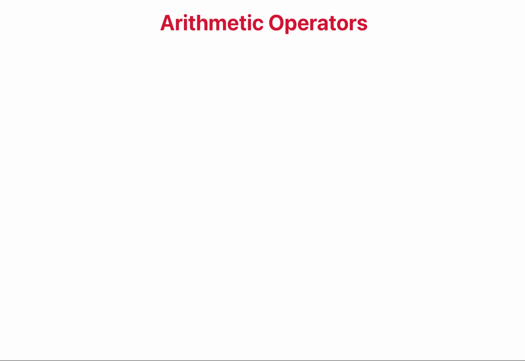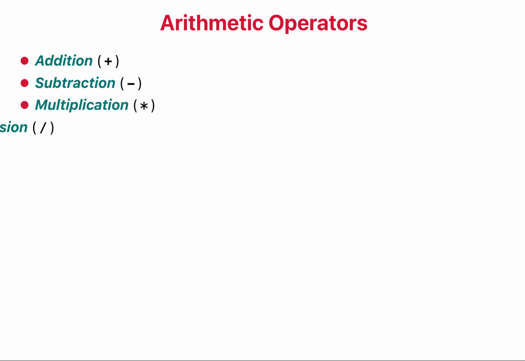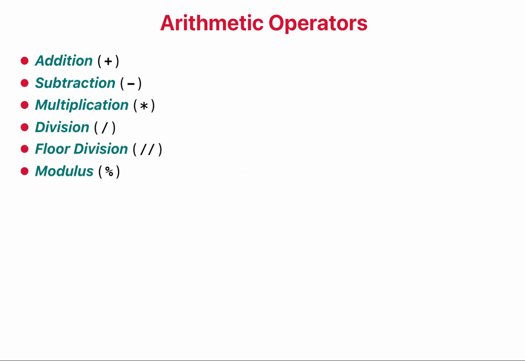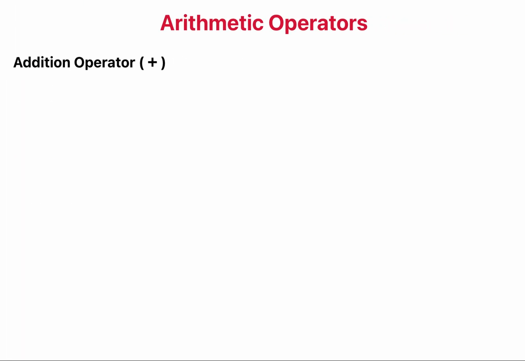Arithmetic operators in Python include addition, subtraction, multiplication, division, floor division or integer division, modulus operator, and the exponentiation operator. Let's look at each of them with a few examples. The addition operator, represented using a plus symbol, adds the two operands upon which it's applied.